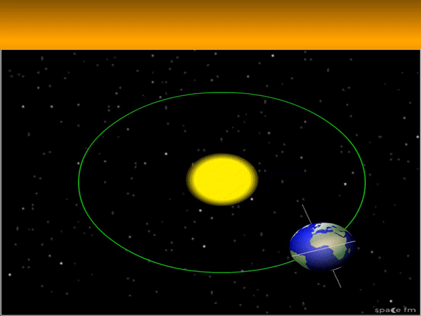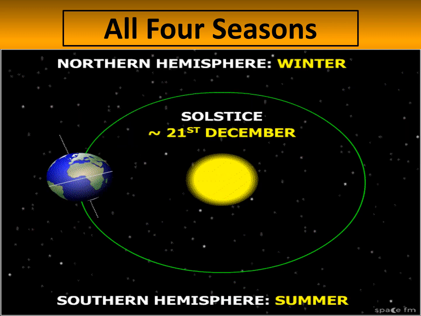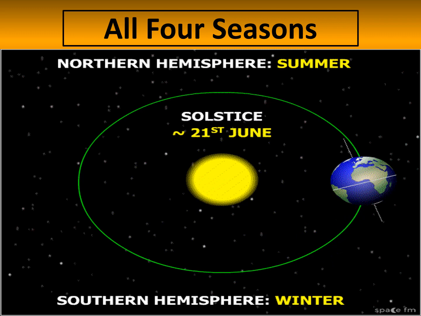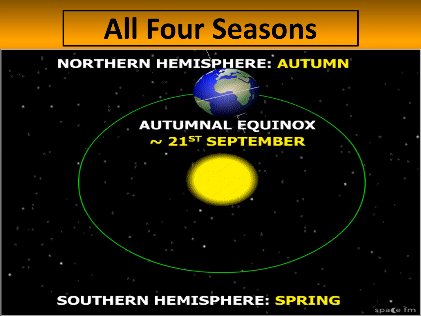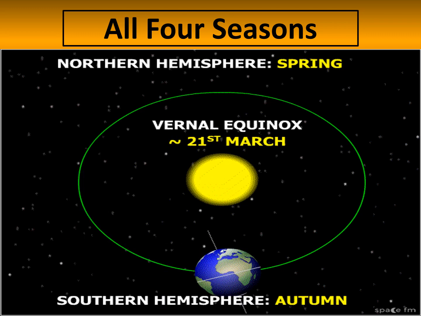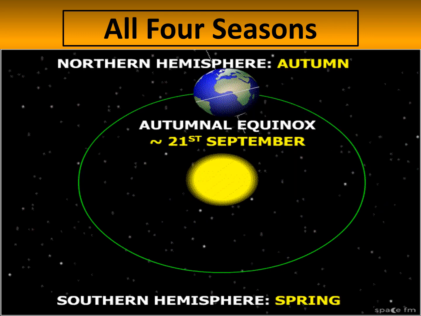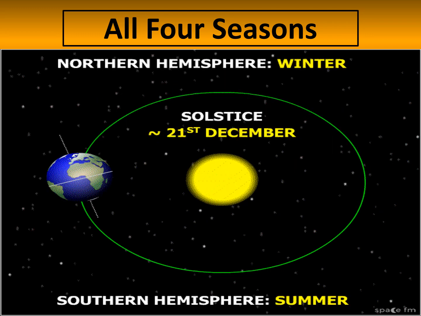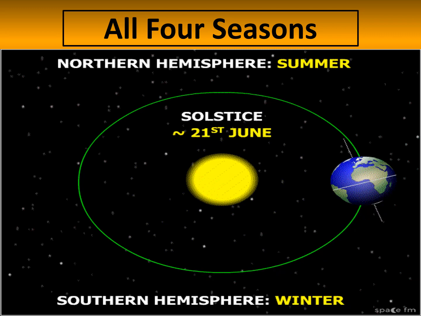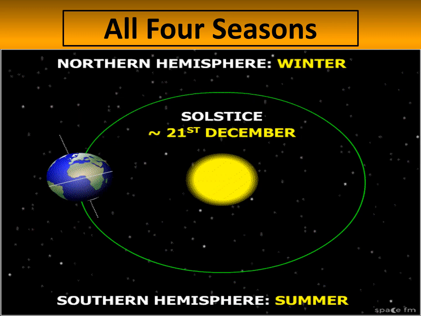This animation shows all four seasons. You will see how seasons change after every 3 months, and when one hemisphere experiences one season, the other will experience the reverse of that season. For example, if one experiences summer, the other will have winter, and if one has winter the other will have summer, and all these seasons change after every 3 months.